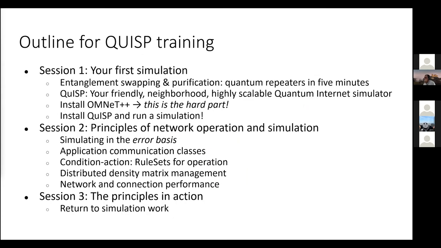The proposed way of training for the QISP is simply to first get done with the entanglement swapping and the purification, which, I know, is not easy, but it is really essential to understand before going to the package. Then you can install the package according to the tutorials and all the material that can be downloaded from the webpage. And then once the package is installed, you can configure some examples and see how the error correction is working. You can define different rule sets. You can define different scenarios in the examples and simply see how the network is working.